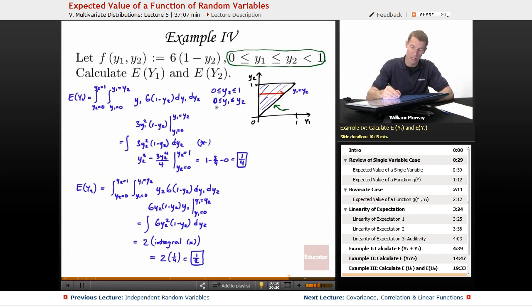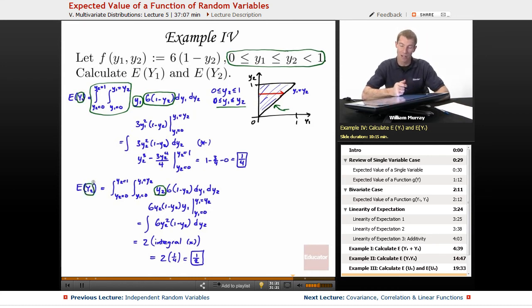So I set up those limits by looking at the region, and then I pulled those limits over and used them to set up a double integral. And now I took the density function, 6 times 1 minus y2, and I multiplied it by the thing we're finding the expected value of, which in the first case is y1, but in the second case is y2, and that's because of the different requirements. The first one is y1, and the second one is y2. And so in each case, I got a double integral to solve, and then I just did the double integral.